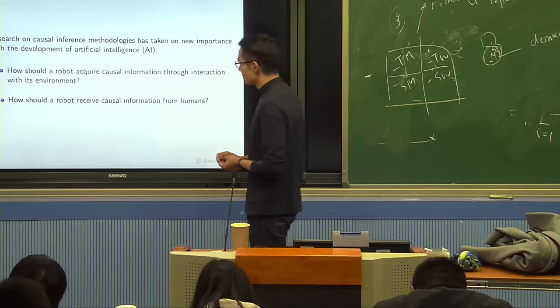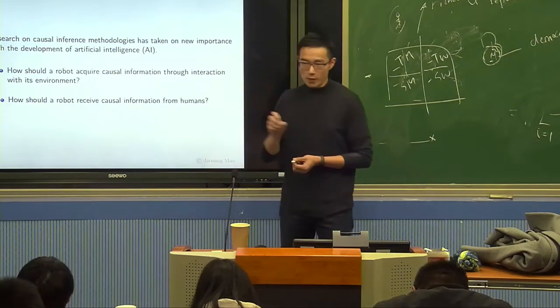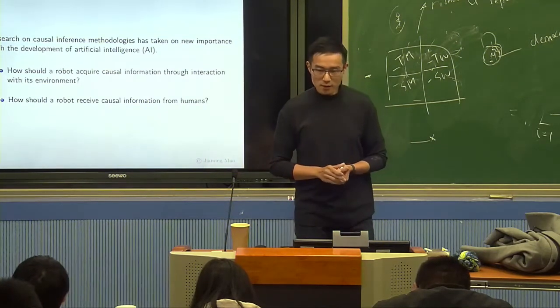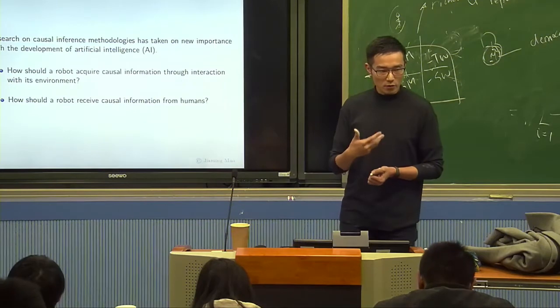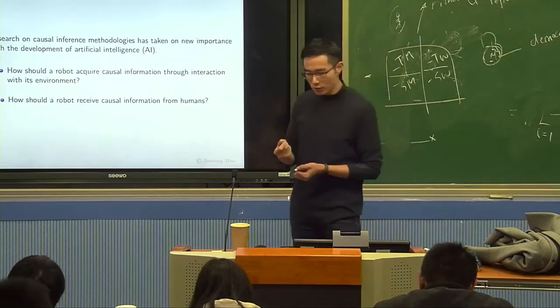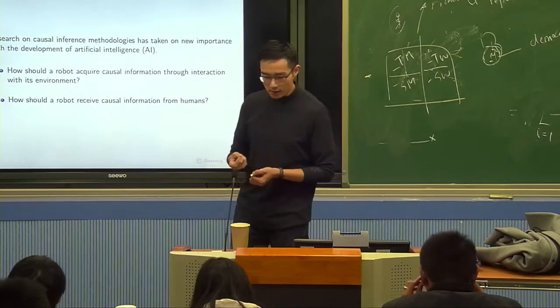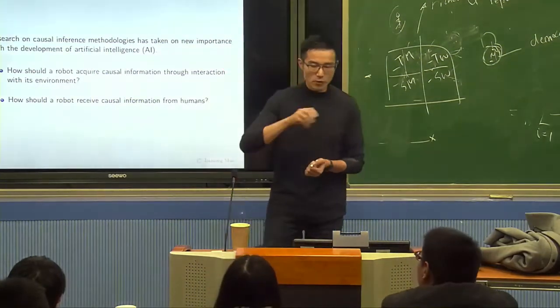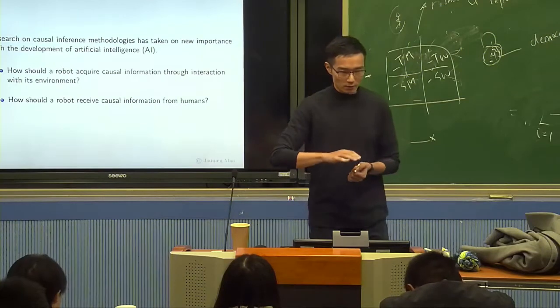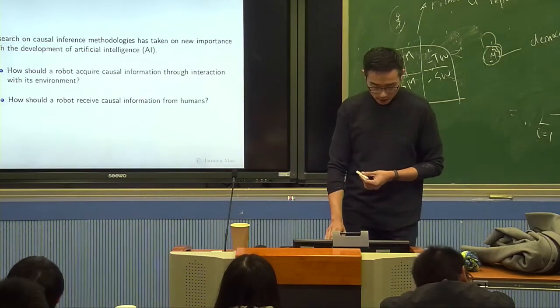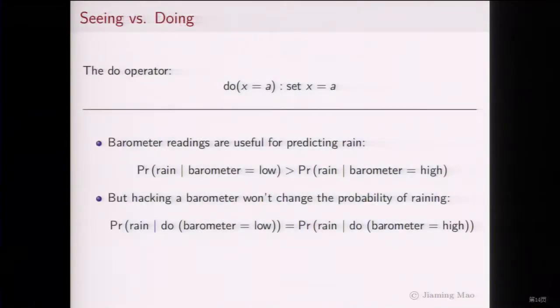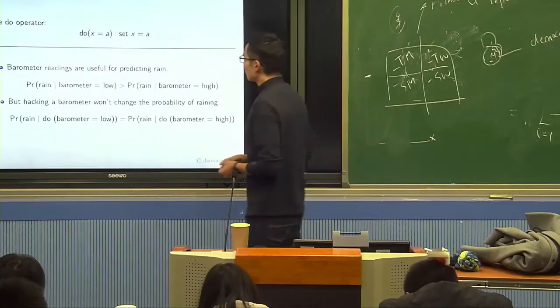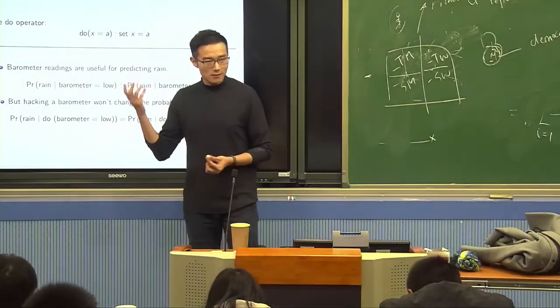For robots, you receive information from the environment continuously. So the goal for doing causal inference for robots is how a robot that continuously receives information from the environment can continuously improve its causal inference model. This is the research that people have already begun doing.